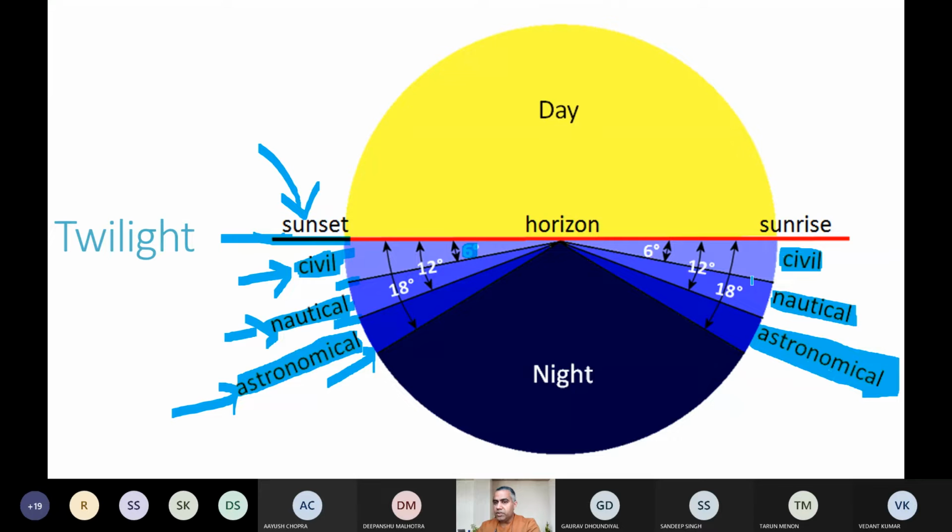Similarly, before sunrise, when the sun reaches 18 degrees below the horizon, astronomical twilight commences. When the sun reaches 12 degrees below the horizon, nautical twilight commences. When the sun reaches 6 degrees below the horizon, civil twilight commences. And all three of them end at the time of sunrise. Now, in the almanac, they do not give us the astronomical twilight times because this is not required by us. This is required by astronomers or people who are using powerful telescopes to observe the sky.